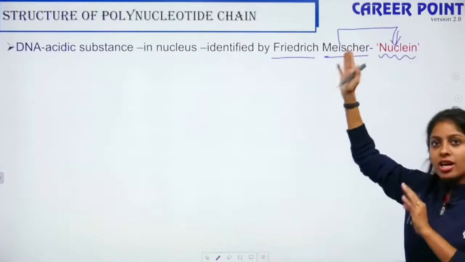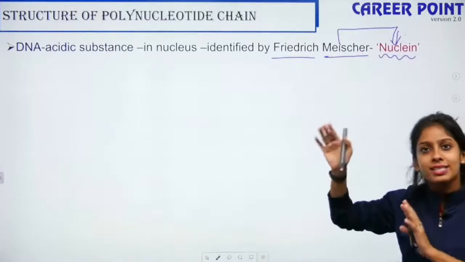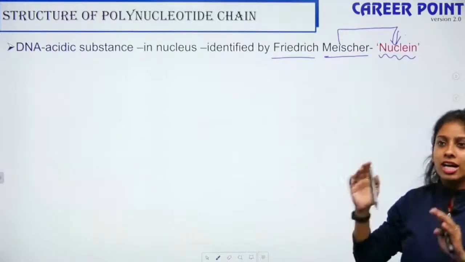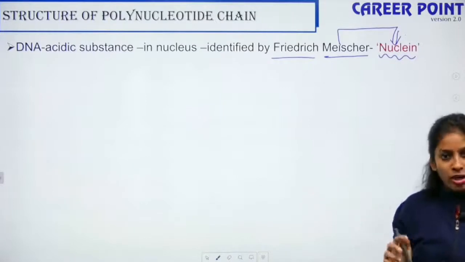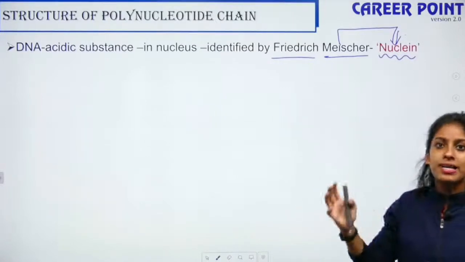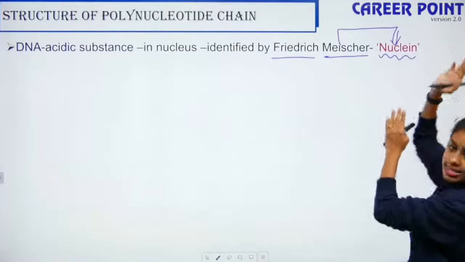So Friedrich Miescher identified DNA present inside the nucleus, and he also found out that this DNA is acidic. Okay, maybe it stains acidic or it takes up acidic dyes, and he called them nuclein.